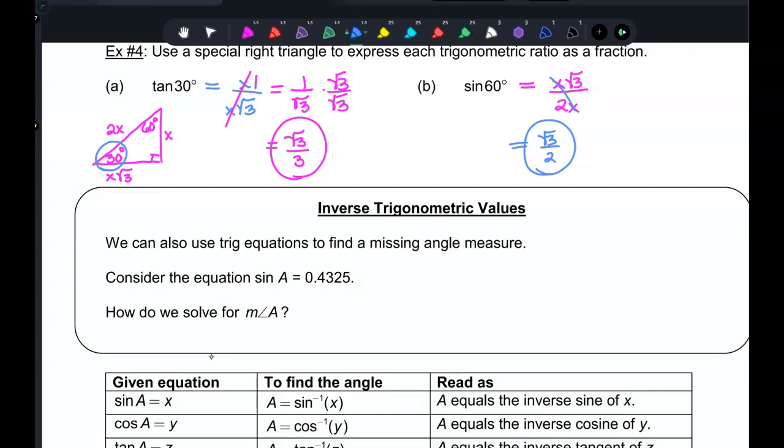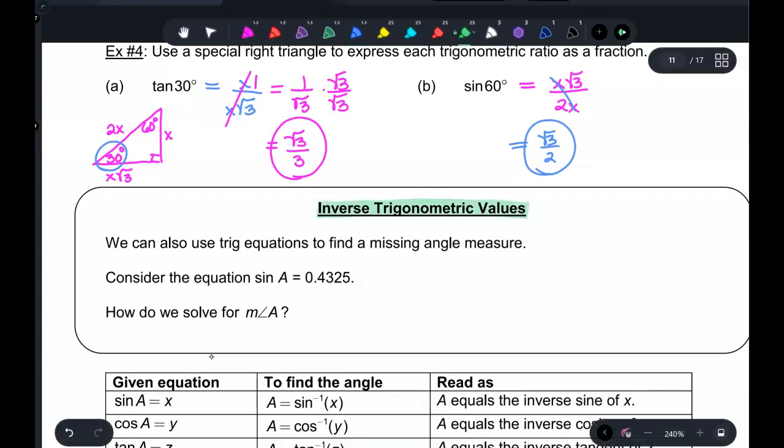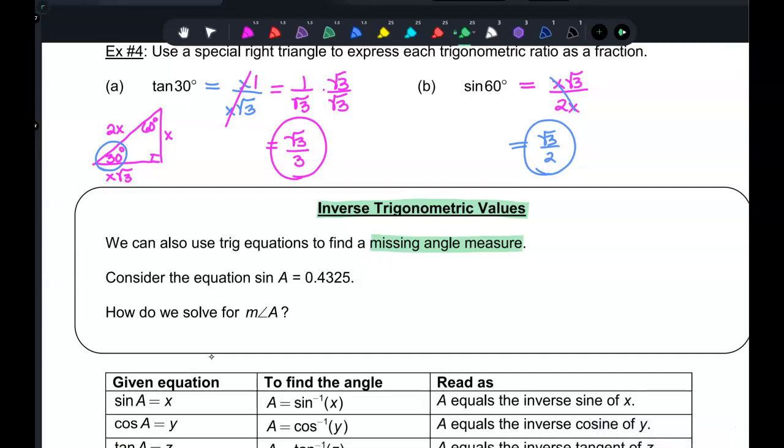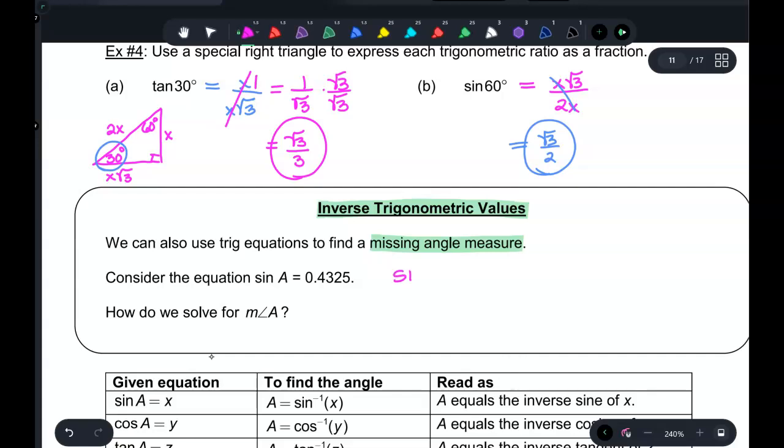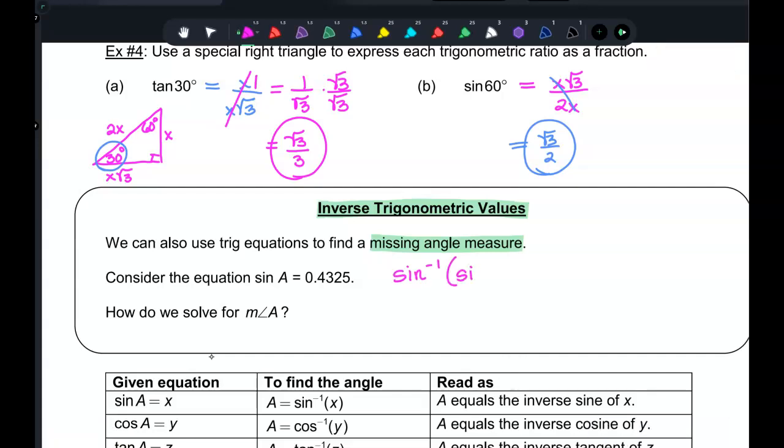Okay, inverse trigonometric values. When we use trig equations, we can also find the angle. So far, I've always given you the angle measure. But what if we want to find the angle? Okay, so what we can do, there's a -1. This is called the sine inverse. So what ends up happening is the sine inverse and the sine cancel each other out.